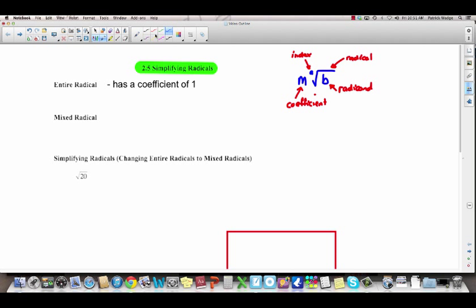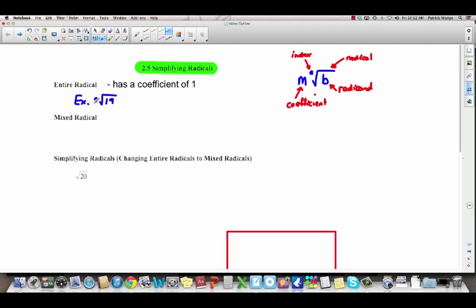Alright, that's a bit abstract, so let's give some more real-world examples here. For example, an entire radical might look like something like the square root of 19. Okay? The radicand is 19, there's the radical sign. The index, what's the index here? The index is 2, so we don't have to write it. And the coefficient, there is none, which means it is 1.